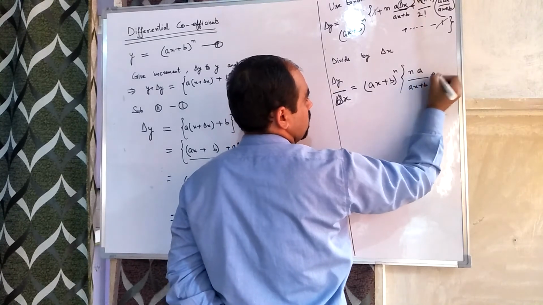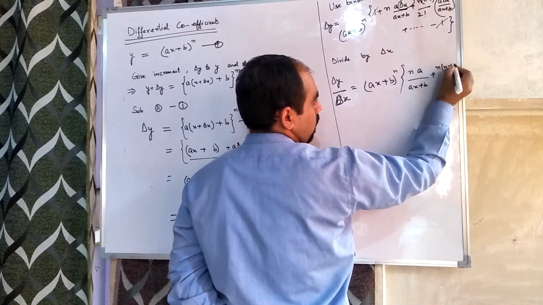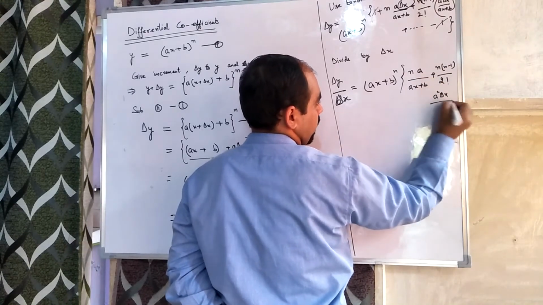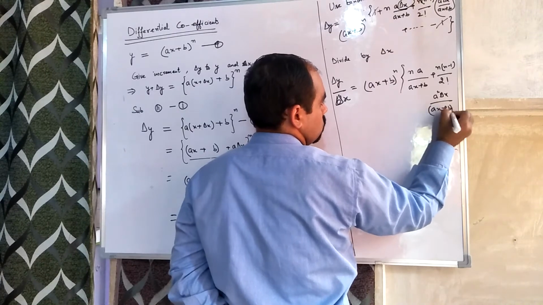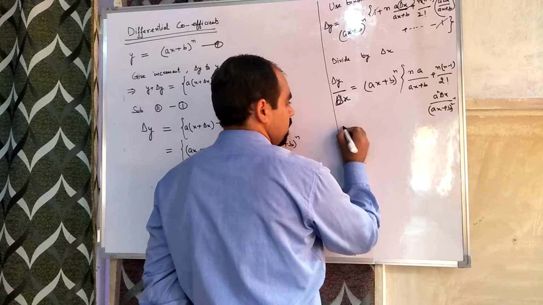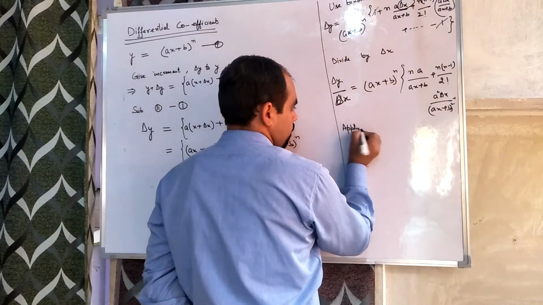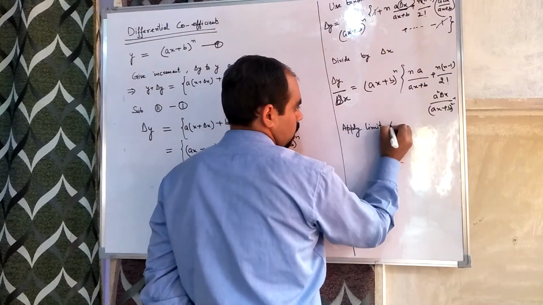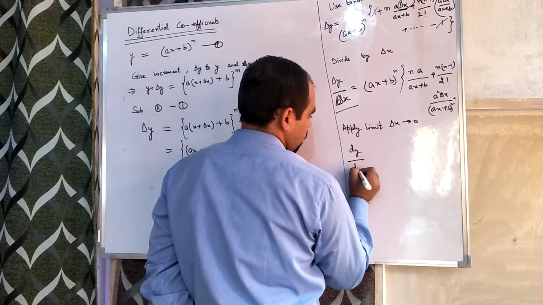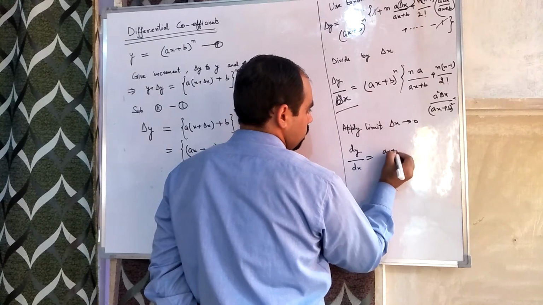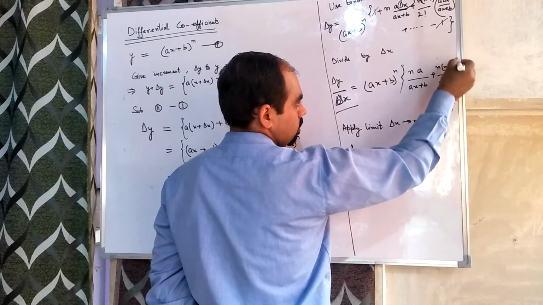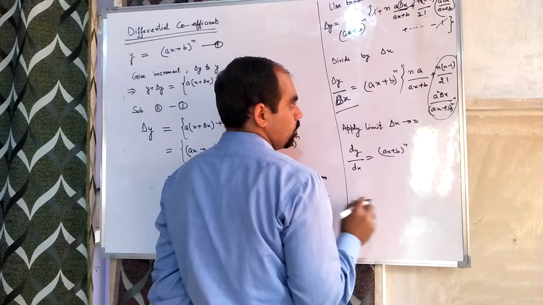(ax + b)^n plus n into (n minus 1) upon 2 factorial into the delta term a square delta x upon (ax + b) whole square plus so on. Next terms रह जाएंगे. Now apply limit. Delta x approaches 0. This would become dy by dx. It is (ax + b)^n. The terms after this, they would become 0.